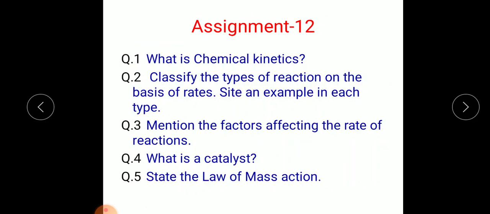Now the assignment for today, assignment number 12. The first question is, what is chemical kinetics? Second, classify the types of reaction on the basis of rates. Cite an example in each type. Question number 3, mention the factors affecting the rate of reactions. Question number 4, what is a catalyst? And question number 5, state the law of mass action. Complete the assignment and send it in my mail.